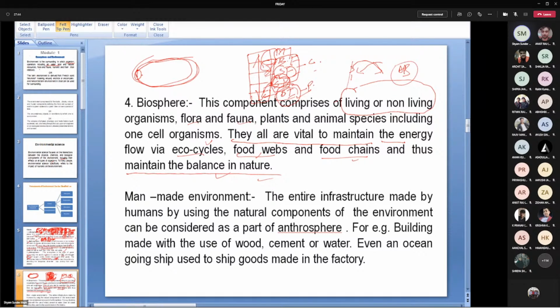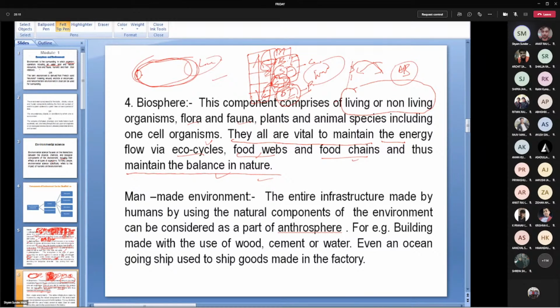This same food cycle is called a water level food cycle. There are also many types of land level food cycles, plant level food cycles, different types of food cycles. Therefore this line says maintain the balance in nature. Okay, so until this is consumed, there will be no balance; the balance will become imbalance again.